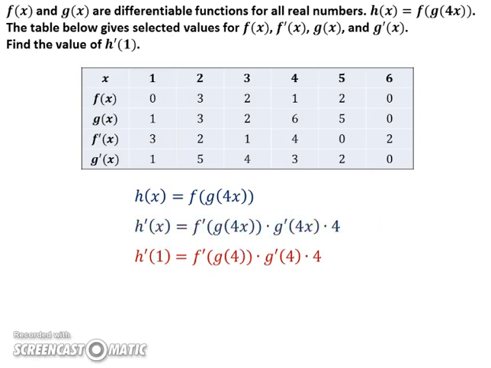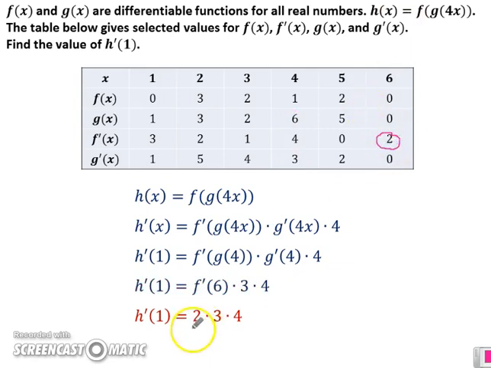We can now plug in a 1 for x. So 4 times 1 is 4, 4 times 1 is 4, and then this 4 stays. And now you can start using the table to find your data. g of 4 is right here. g prime of 4 is right here. So that's why there's a 6 and a 3 right there. And now we need to just find f prime of 6, which is 2. That's where this came from. So the final answer is 24.